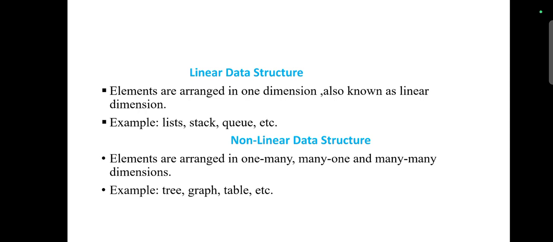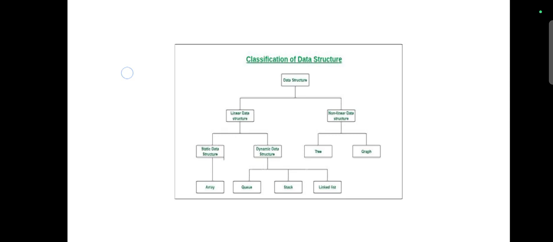What do you mean by linear data structure? Linear data structure means elements which are arranged in sequential order or in a correct manner. That is called linear data structure. Examples are stack, queue, list, etc. Non-linear data structure: elements which are arranged in non-sequential order are called non-linear data structure. For example, tree, graph, table, etc.